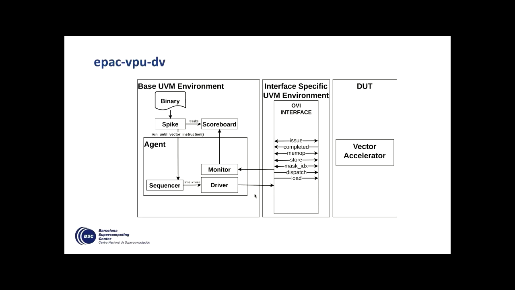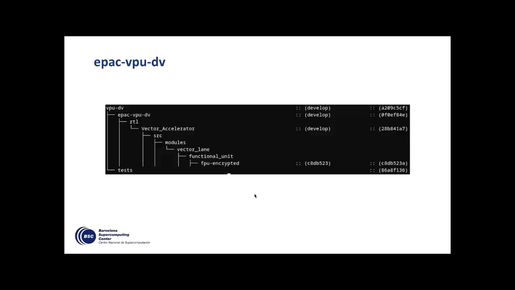Here we have an example of the folder structure of the environment, where we can see the base verification environment, the BPUDB. Inside of it, we have cloned the project-specific one, the EPAC BPUDB, and inside we have the RTL code. Also, we have the test folder specific for this environment. And here we have a GitLab pipeline showing a regression with ISA tests, where all of them are passing.